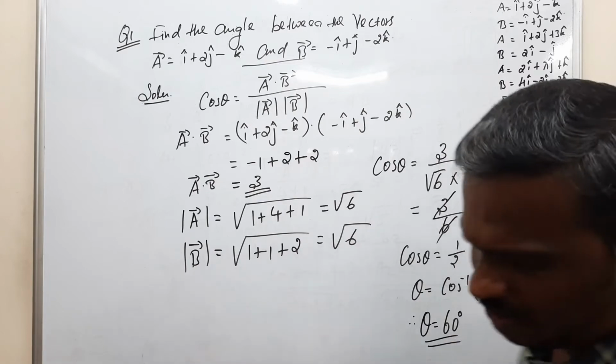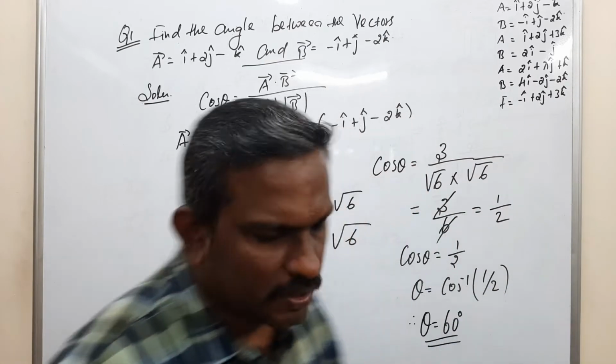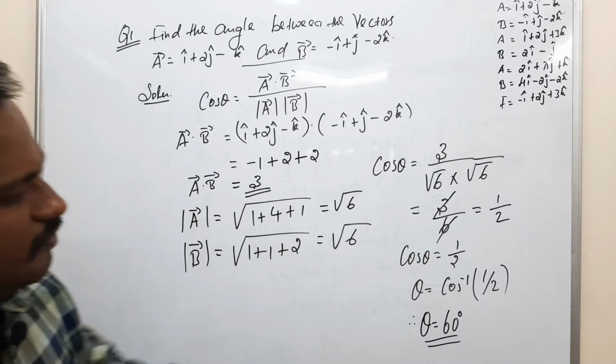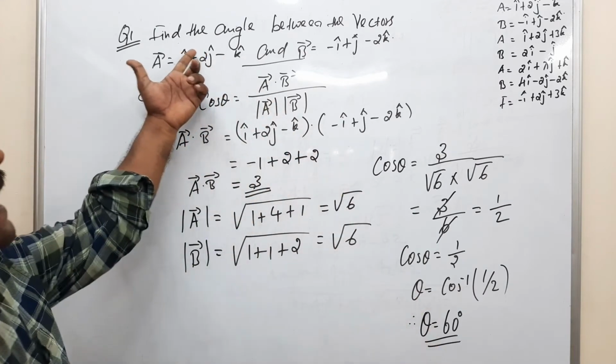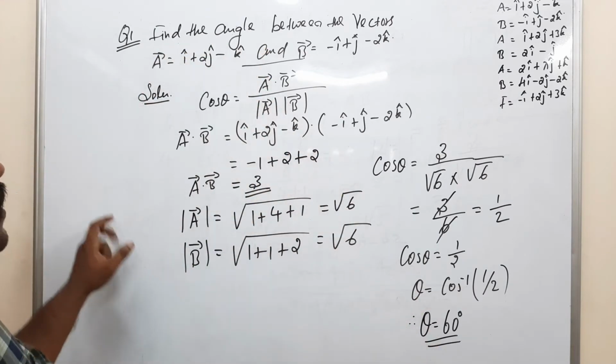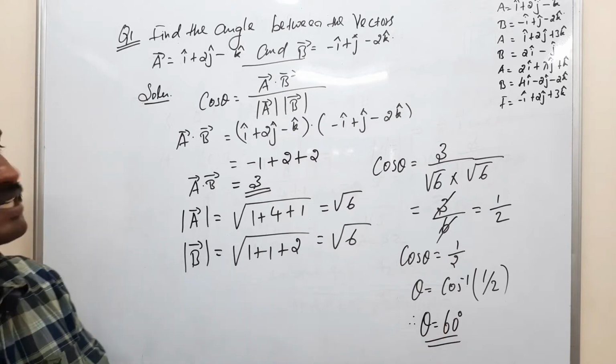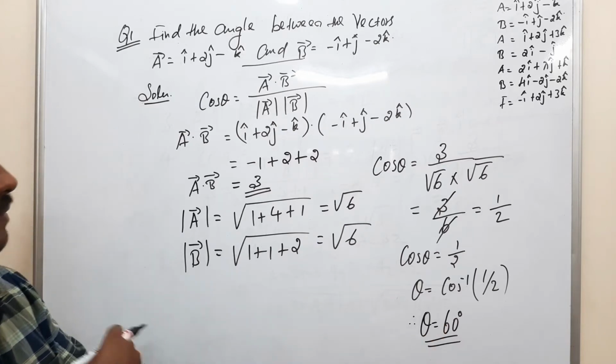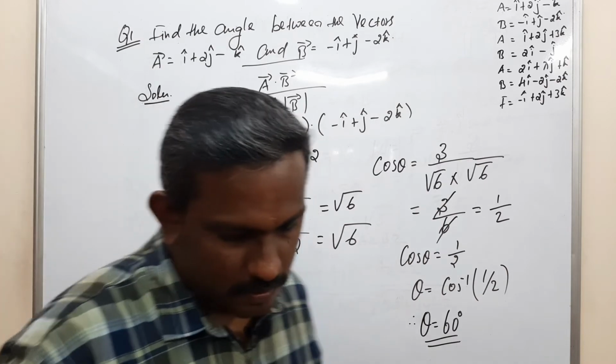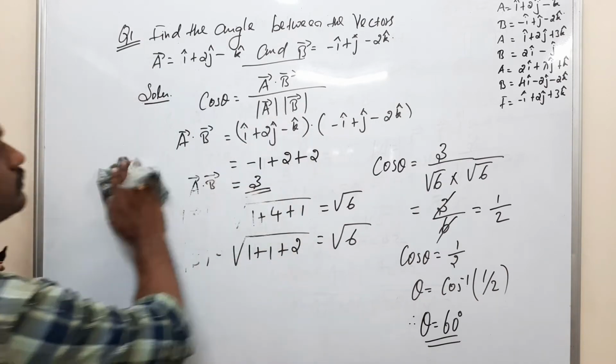Cos 60 is equal to 1 by 2. So what is the answer? Find the angle between the vectors. So the angle between the two vectors is 60 degree. Clear?